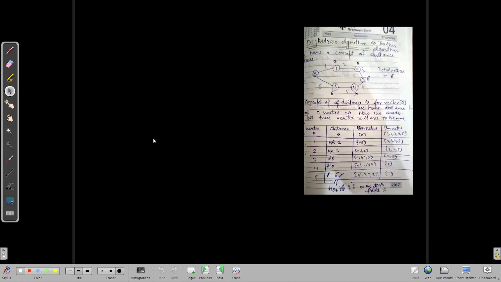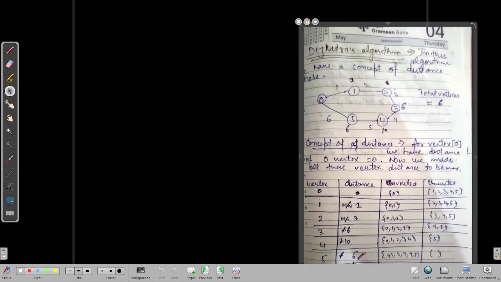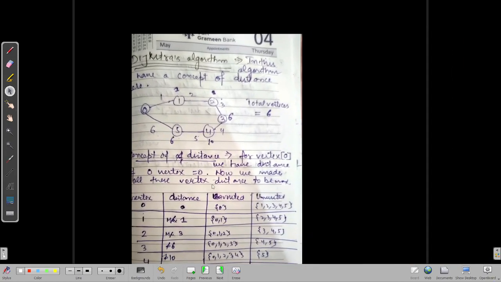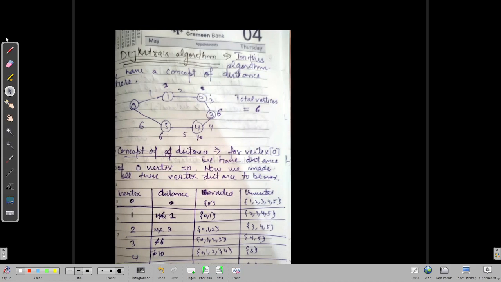So this is the note made by me regarding Dijkstra's algorithm. Okay. So what I am writing, let's try to understand from that. I am writing that Dijkstra's algorithm has a concept of distance. So what we actually do in Dijkstra's algorithm, whatever position we are in, we have to calculate the minimum distance required to traverse each node. So we have to find the minimum distance here. So we are using the concept of distance here, and how that works.